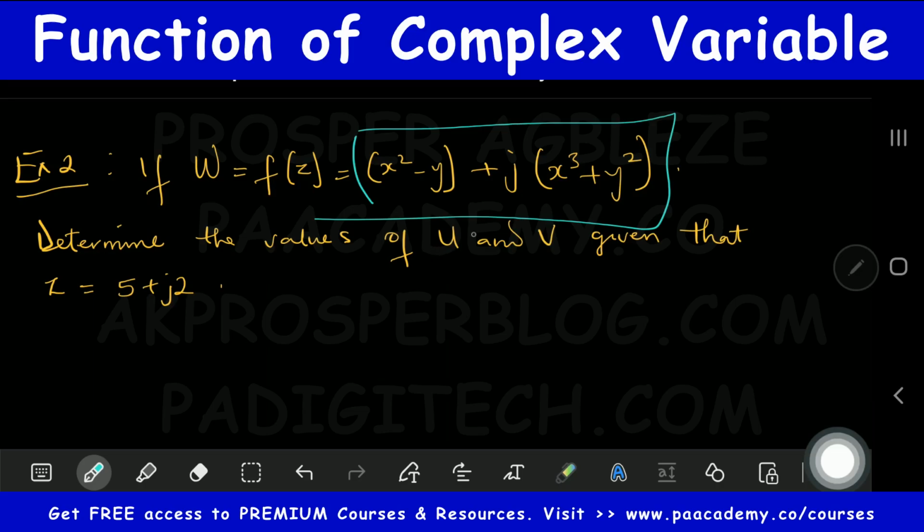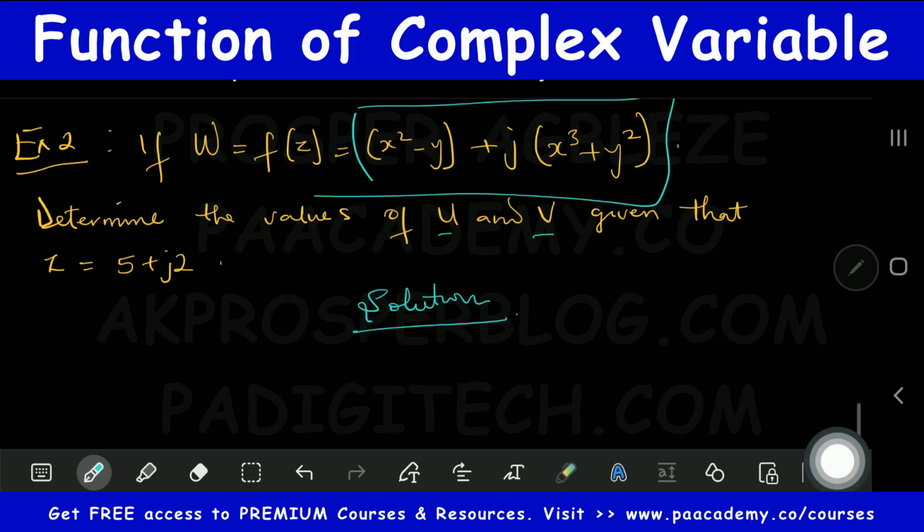So when I say determine the value of u and v, it's just the same as asking us to determine the value of the real and the imaginary part. In doing that, the example is looking complex, but the solution is pretty much easy. From what we are given, we are told that our z is equal to 5 plus j2. If you break this down, we already know that this is our x plus jy, right?